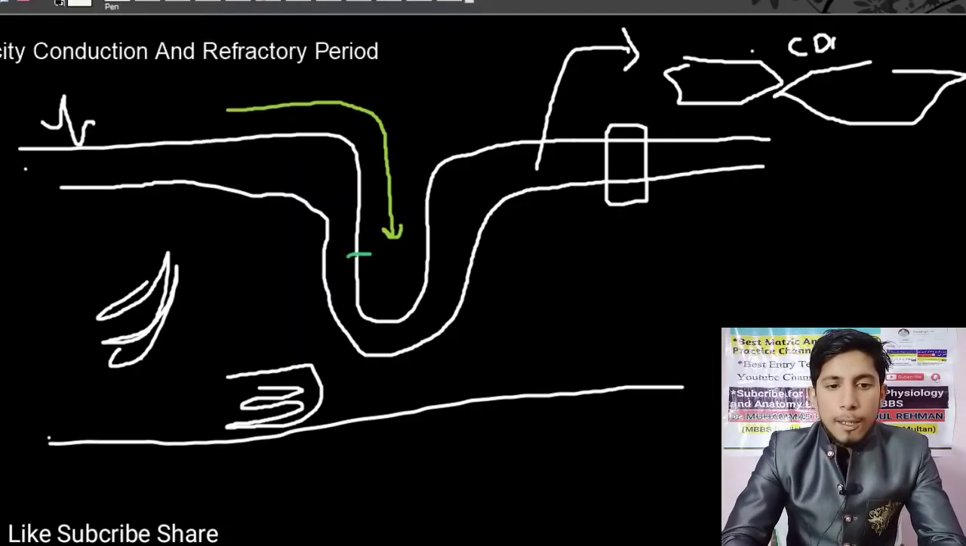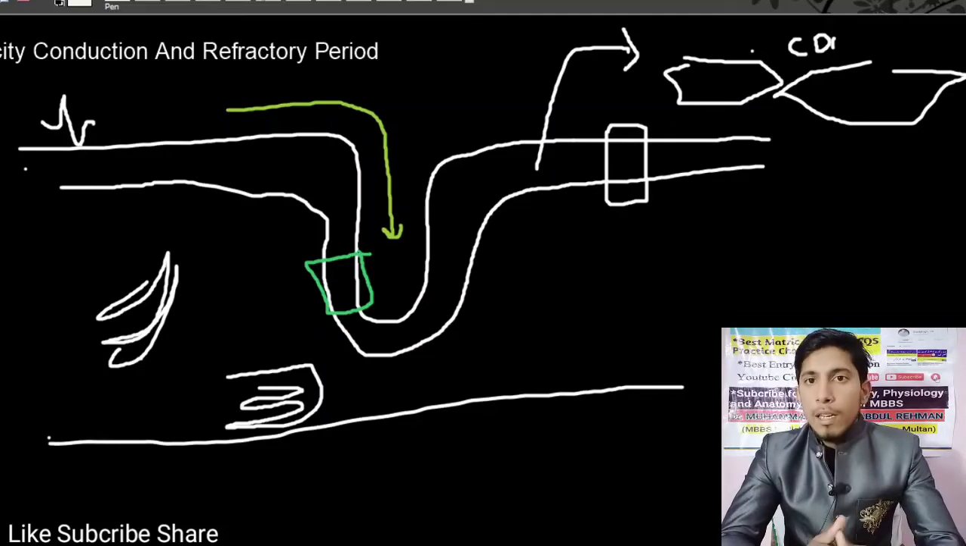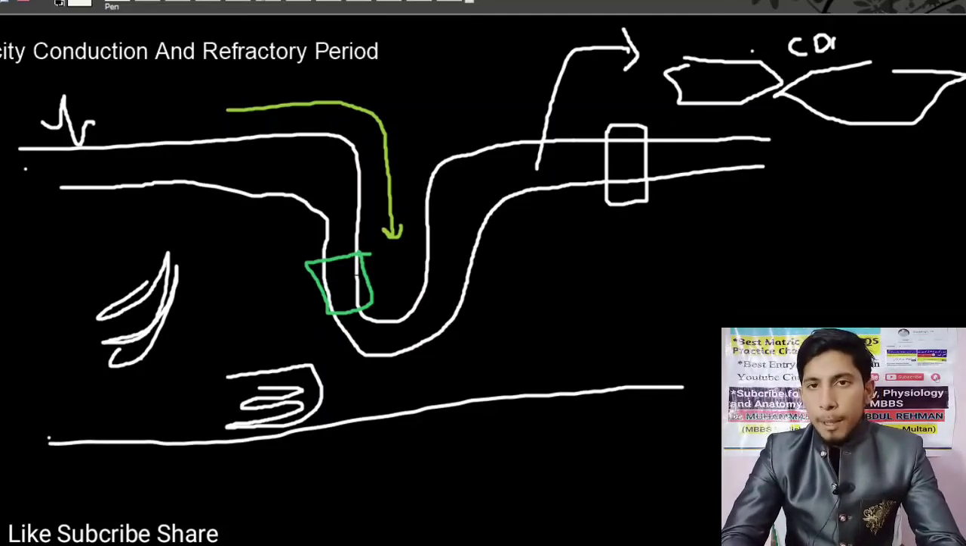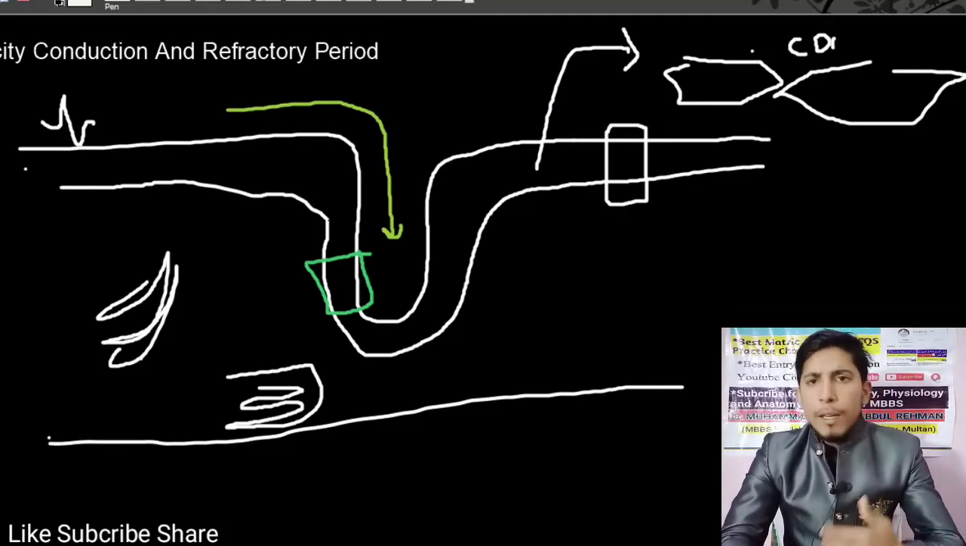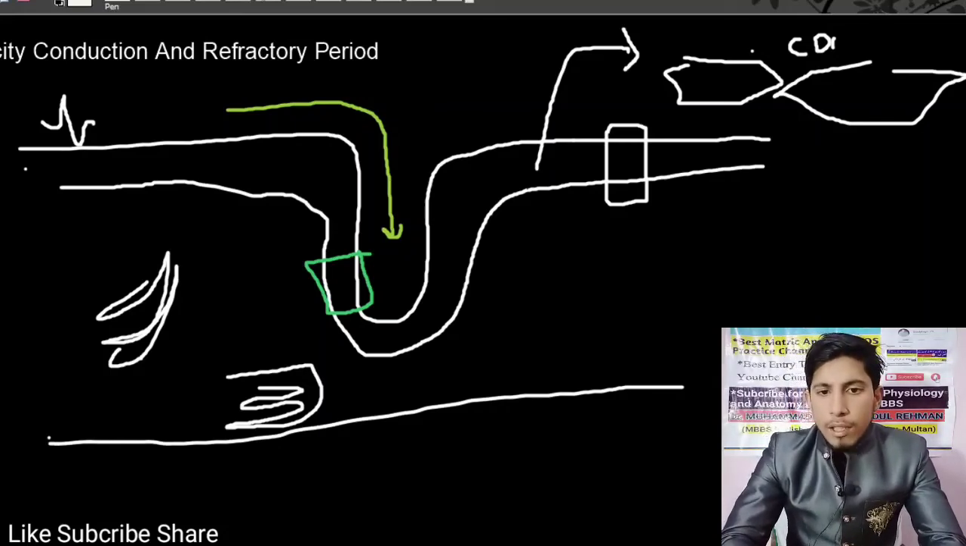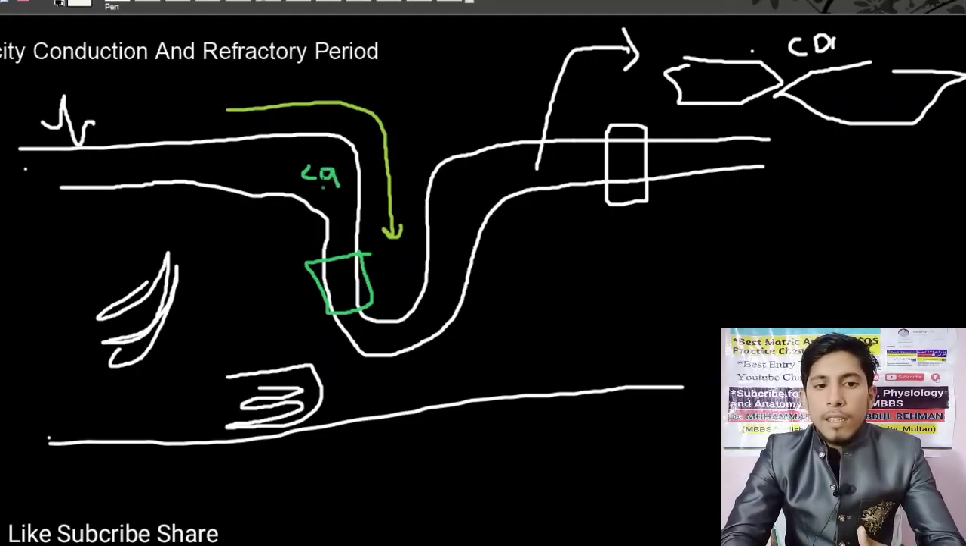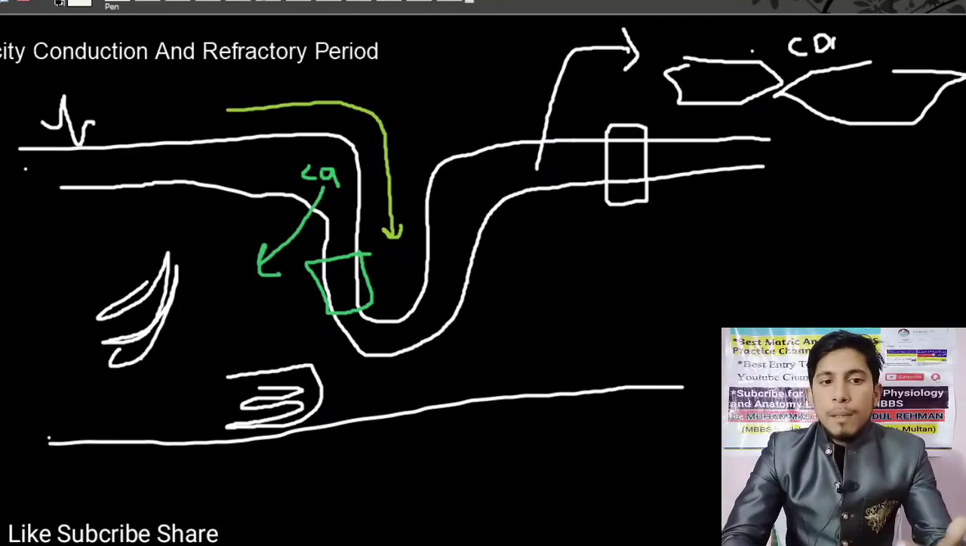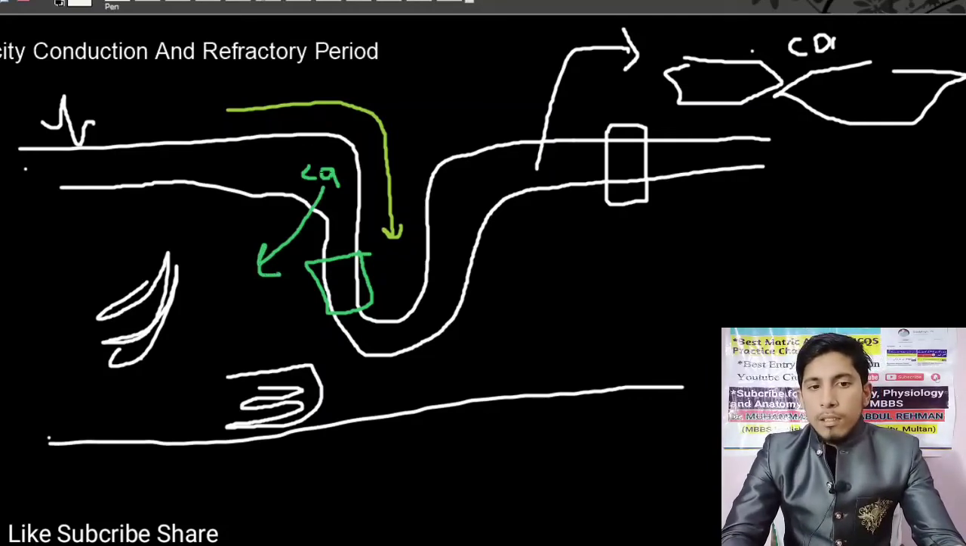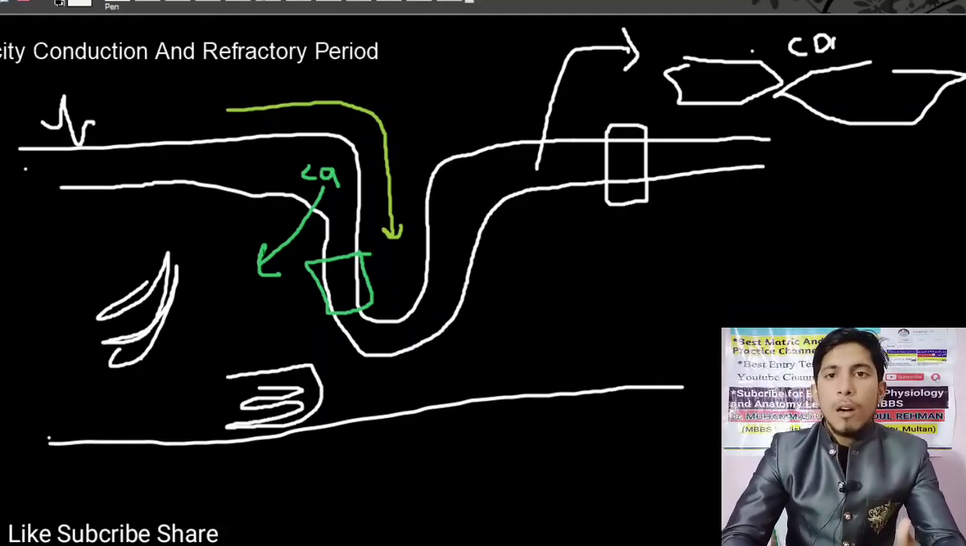There are L-type calcium channels present. L-type means long lasting, present in the membrane. So first, what happens when the action potential comes? The calcium that is present in the cell membrane, bound with the mucopolysaccharides, GAGs, starts diffusing towards the inside of the cardiac cell. So the first step: when the action potential arrives in the T tubule, the calcium stored in the T tubule starts diffusing into the cardiac cell.